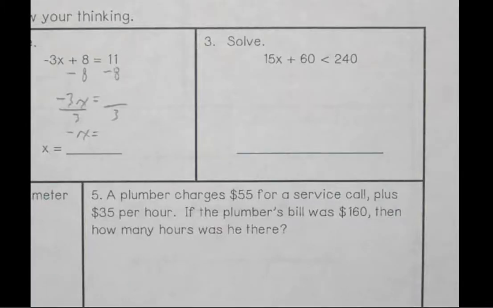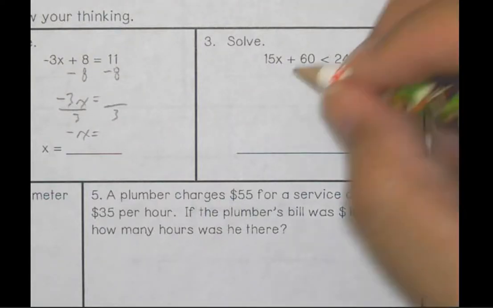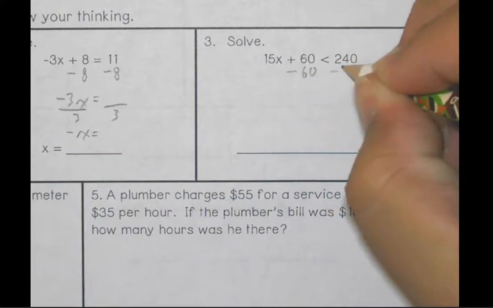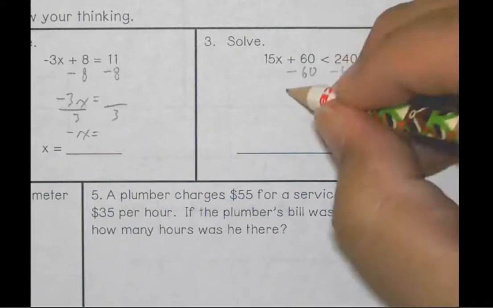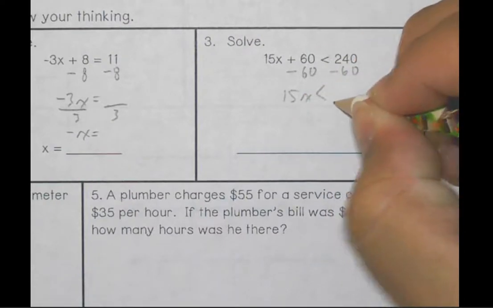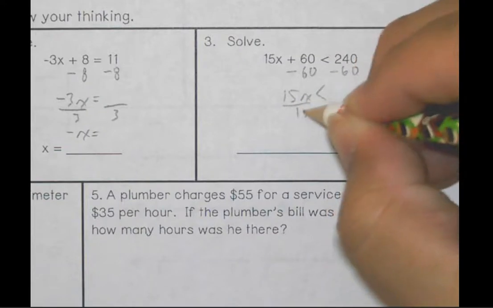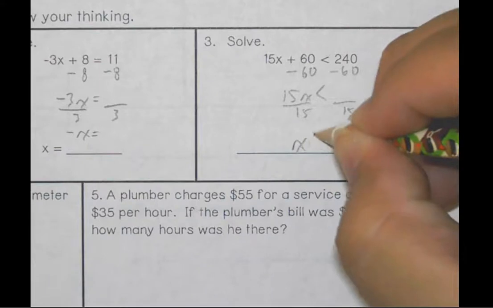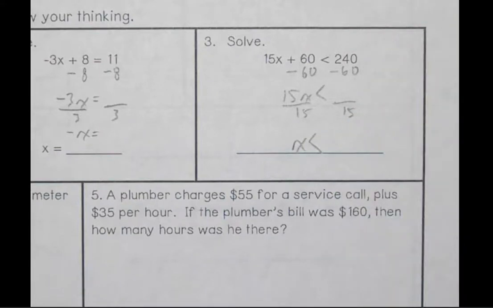Question 3. So 15x plus 60 is less than 240. I have a positive 60, so I need to subtract 60 from both sides. Once I've done that, I'll have 15x is less than some number, and then I will need to divide both sides by 15, and that's going to give me x is less than some number.